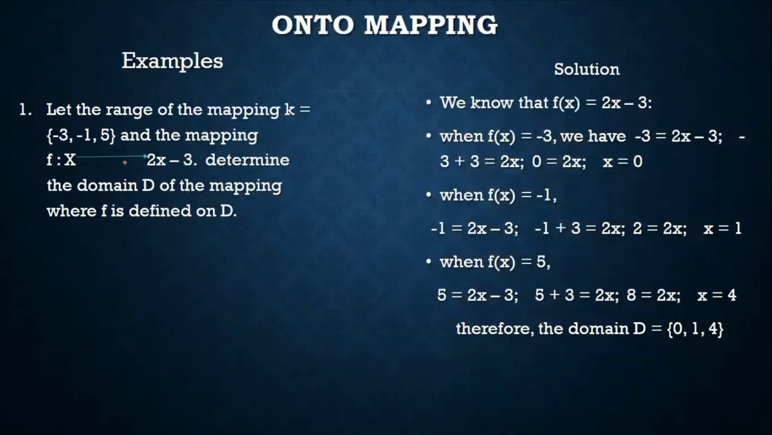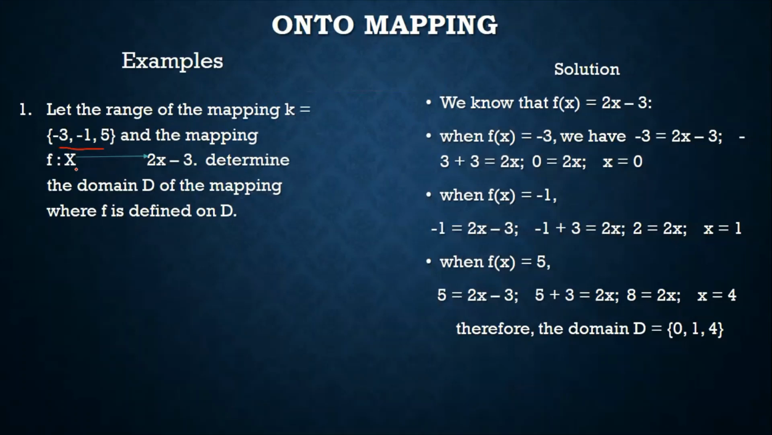Now let's look at some examples. This example states, let the range of the mapping K equal this. Now this is the range of the mapping. And remember, the range of the mapping can also be called the codomain. They are the images representing the elements in the domain.